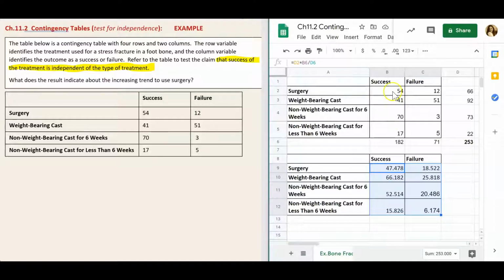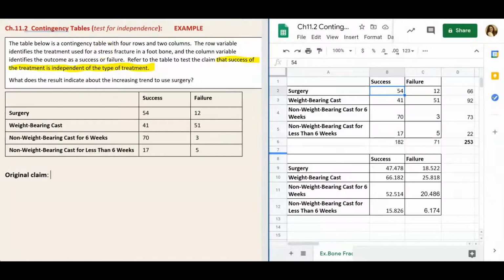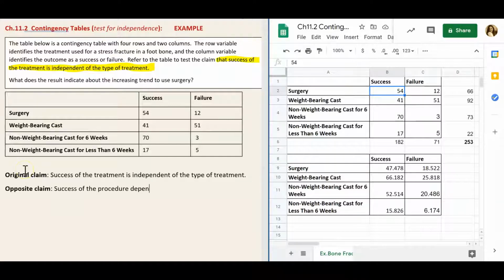There is a disparity between the observed frequency 54 and the expected frequency 47.478. So let's conduct a hypothesis test to see if the effectiveness of the procedure is independent of the treatment or dependent. Our original claim is that success of the treatment is independent of the type of treatment. The opposite claim would be that success of the procedure depends on the treatment.